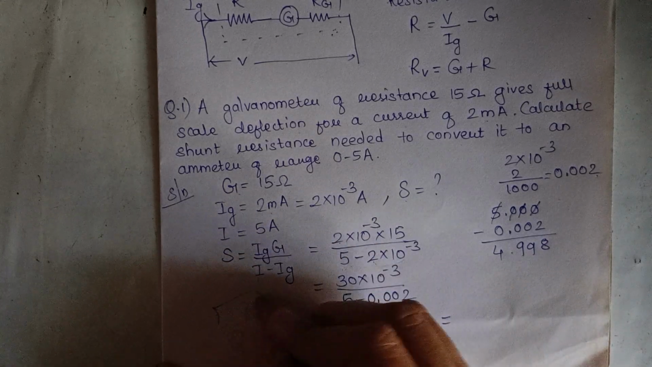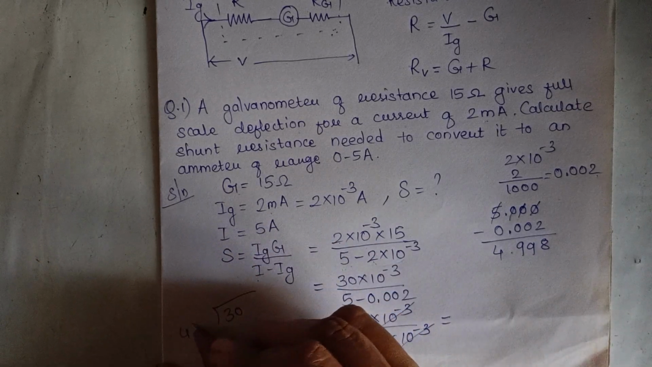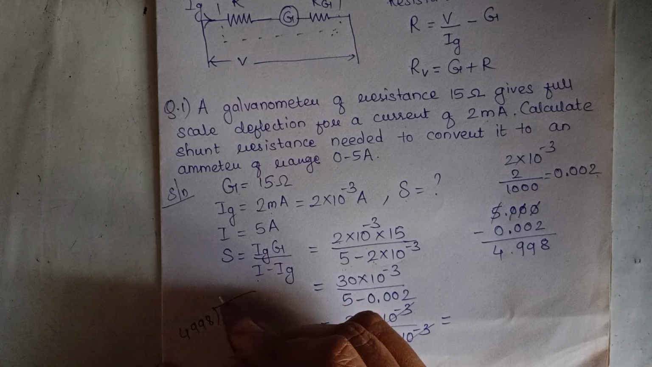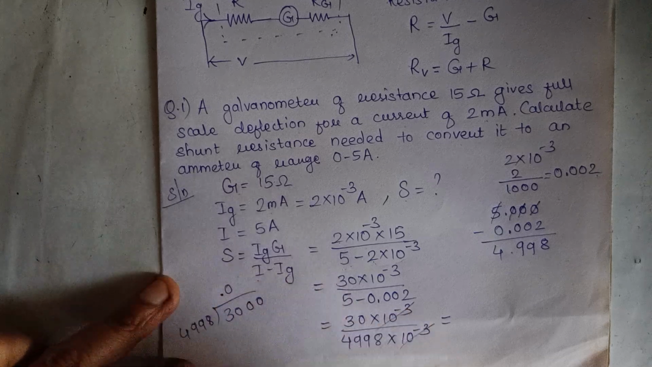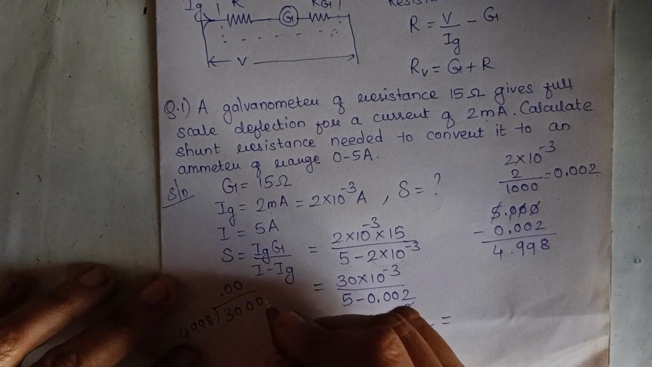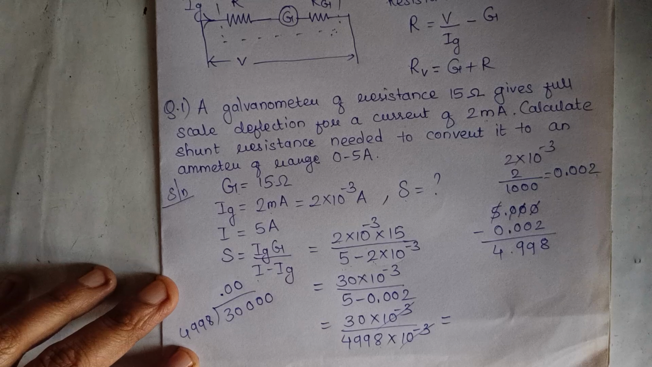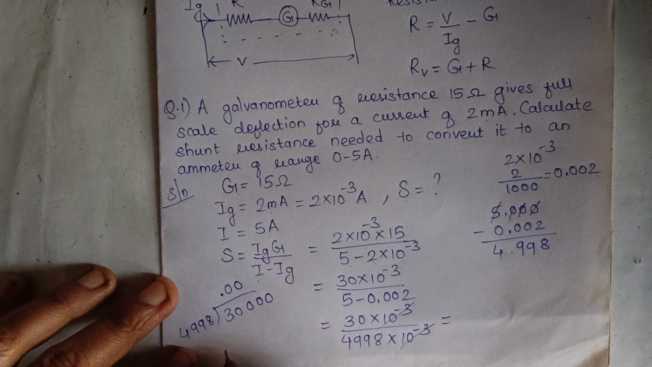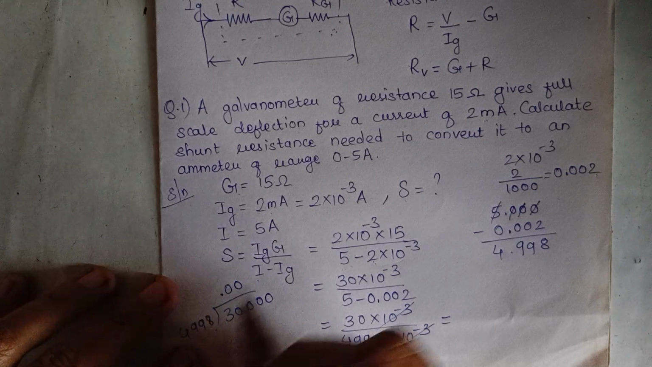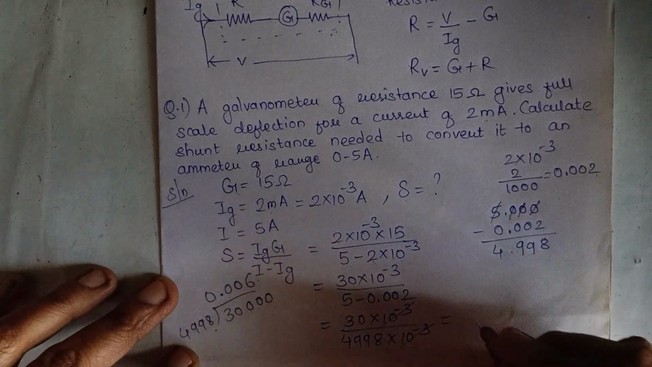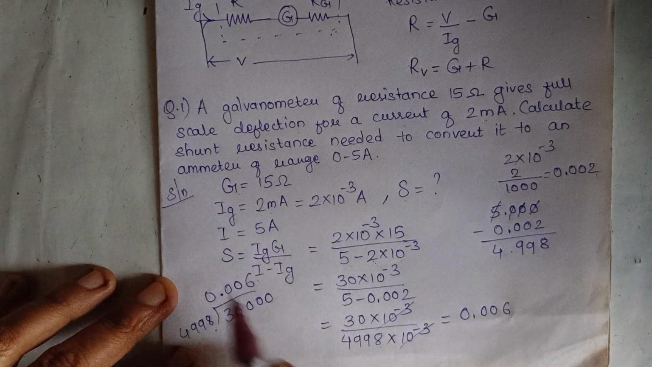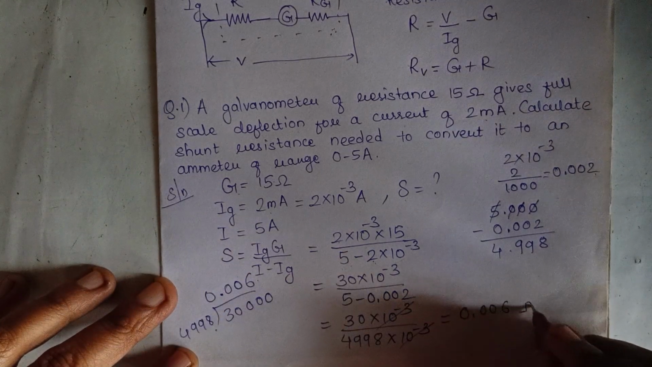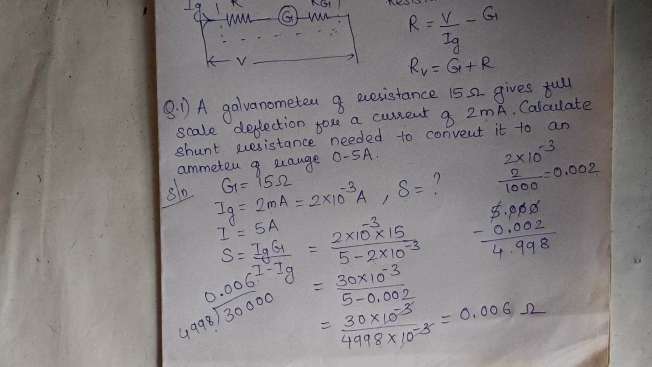This you have to divide. So you have to multiply and see. If you take 6, you will get the answer. And this is resistance, so here it will be ohm.